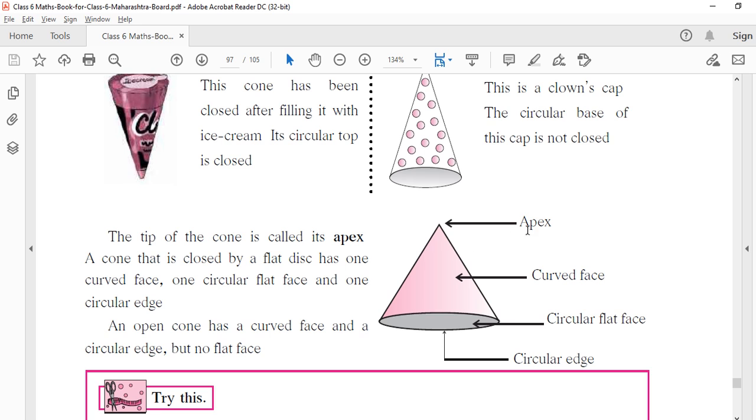So you need to understand all this. Apex is the vertex point of a cone. This is the curved face of the cone. This is the circular flat face, and this is your circular edge, the corner part of this circle, the circumference of the circle.